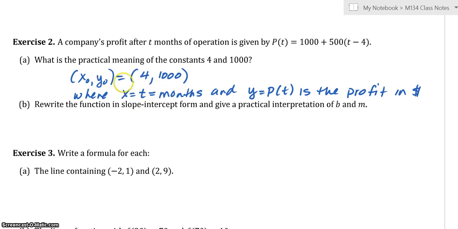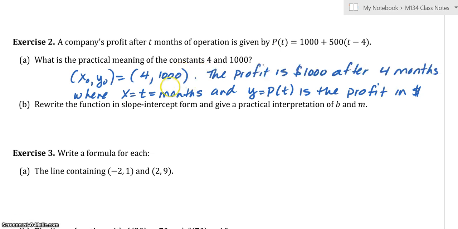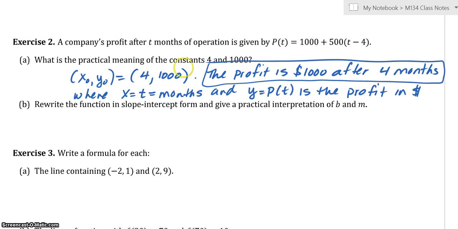What does the 4 and the 1,000 mean? What's the practical meaning? Well, the t is like the x, usually, because we know that the input is t here, in months. And so therefore this one is the y, which is the profit in dollars. So this tells us that, I'll start with the 1,000, the profit is $1,000 after 4 months. That's the answer of what the 4 and the 1,000 mean.